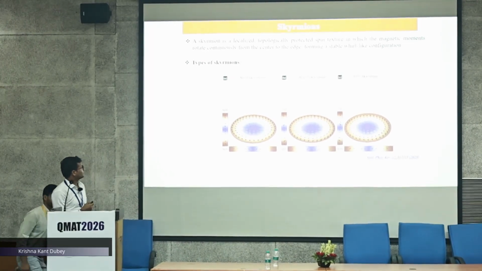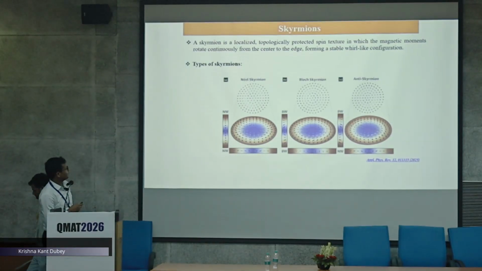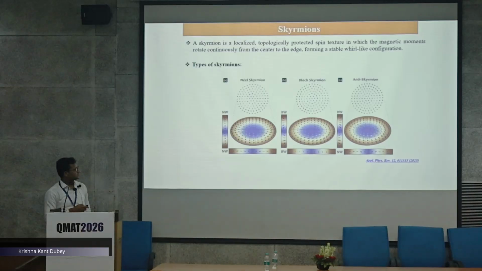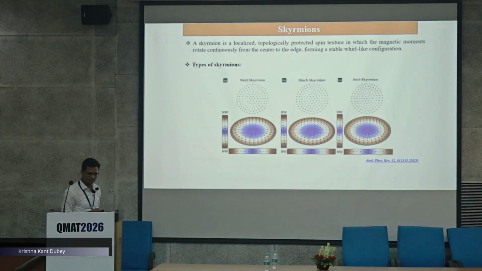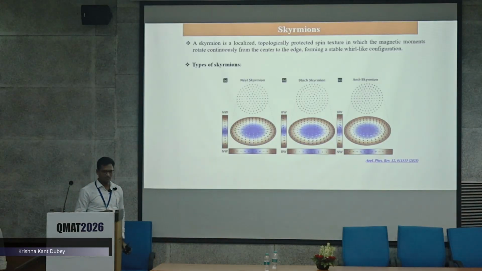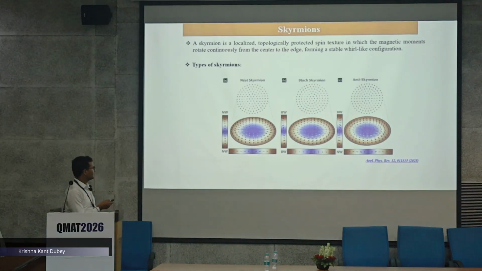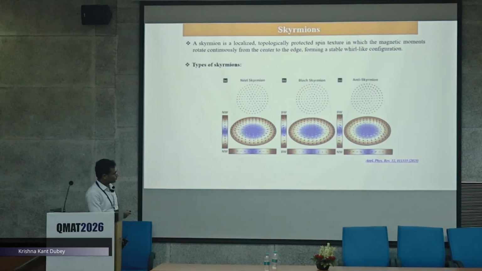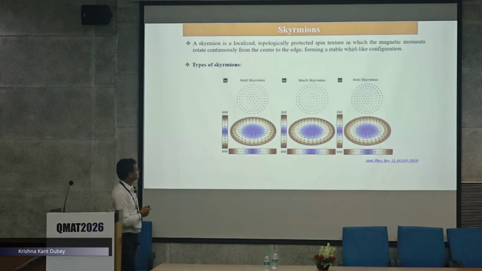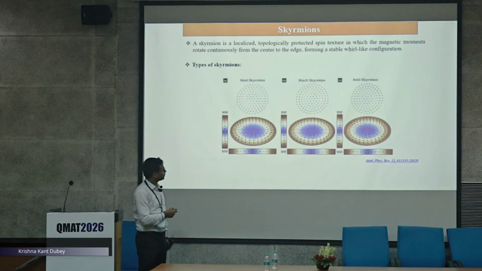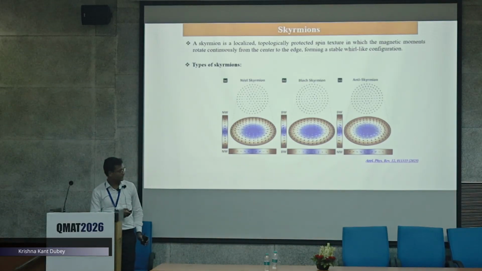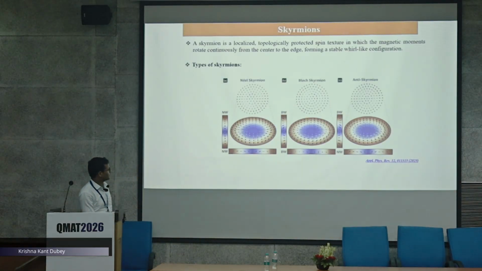So a Skyrmion, first let me discuss. A Skyrmion is basically a localized topologically protected spin texture in which magnetic moments rotate continuously from center to edge, forming a stable wheel-like configuration, as shown here. Depending on magnetic configuration, it is of basically three types: a Neal-Skyrmion, a block Skyrmion, and an anti-Skyrmion. It can be more, depending on combinations of two Skyrmions, like bi-Skyrmion, tri-Skyrmion, Meron, bimeron, and so on.